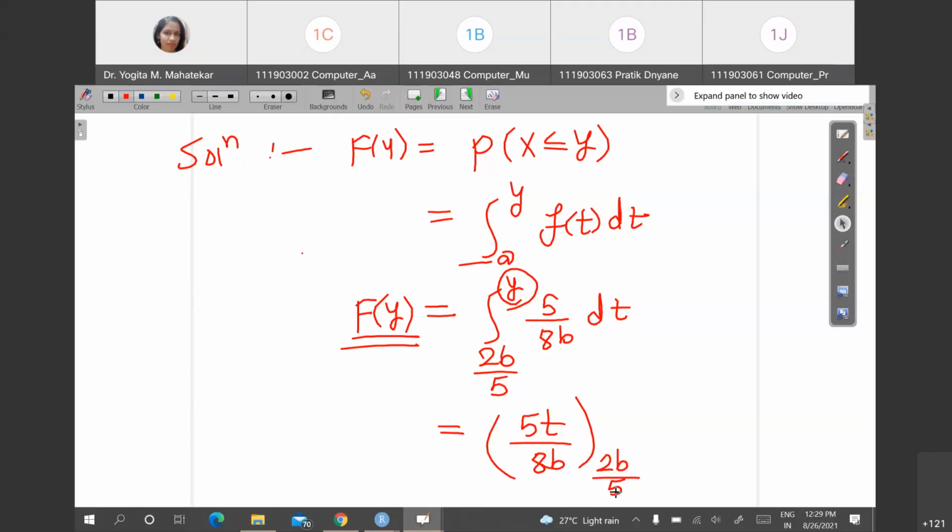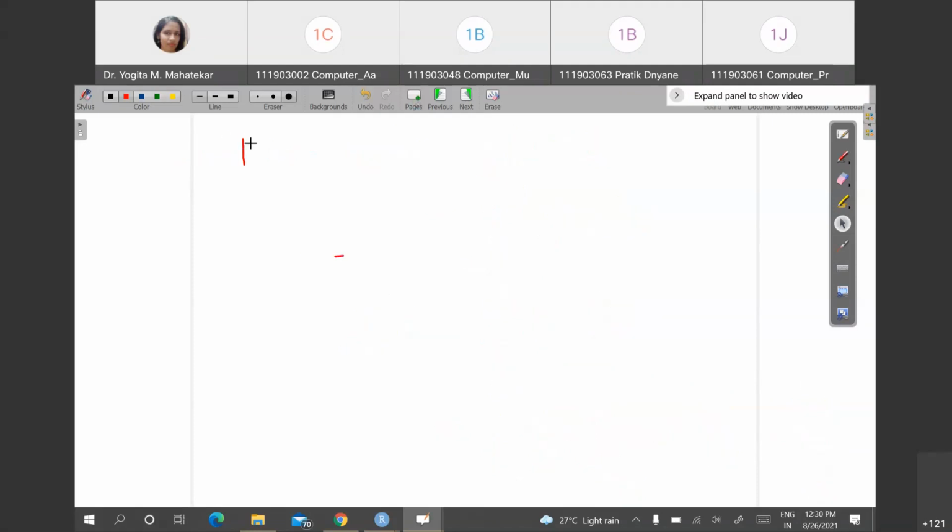So when you integrate, the integration of this constant function 5 by 8b is 5y upon 8b. You do upper limit minus lower limit. You will get 5y upon 8b minus, what is the lower limit? The lower limit will be 10b upon 40b, correct? b will get cancelled. 10 upon 40 is 1 by 4. So capital F of y, I'm getting it as 5y upon 8b minus 1 upon 4.